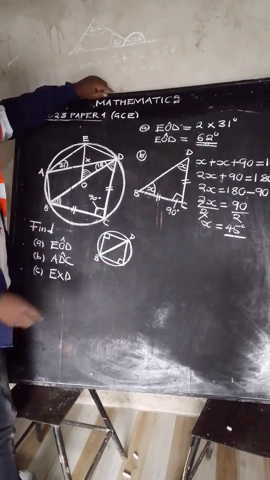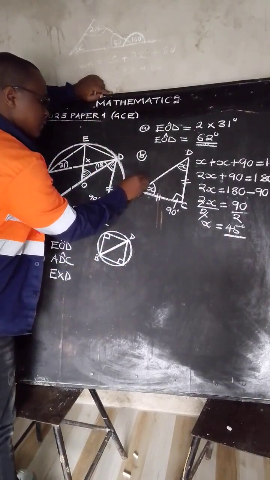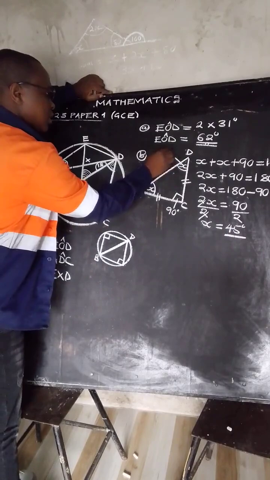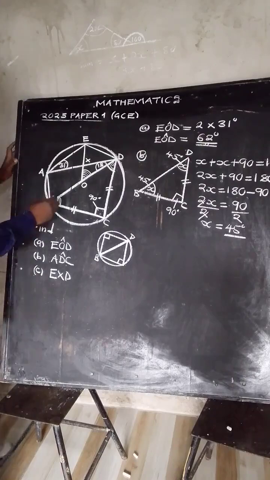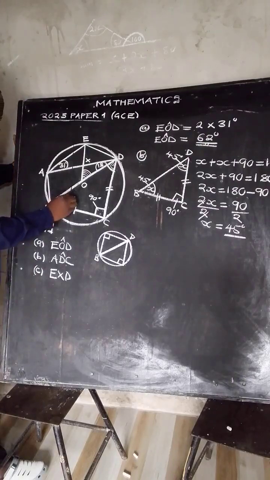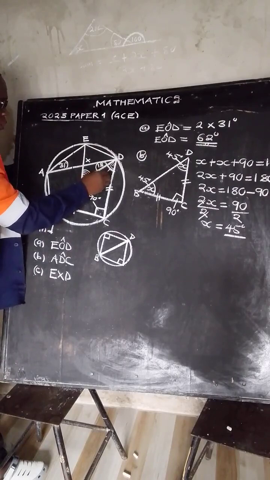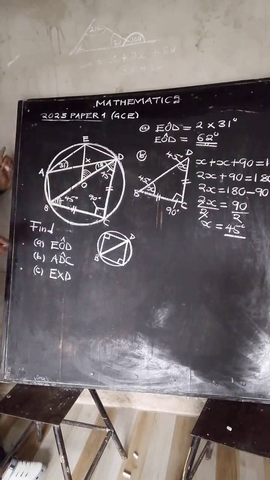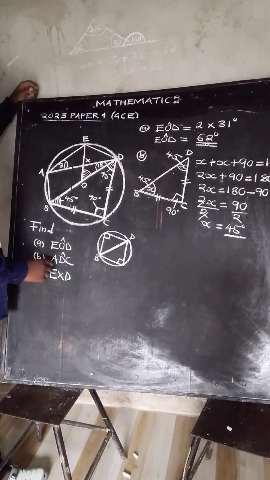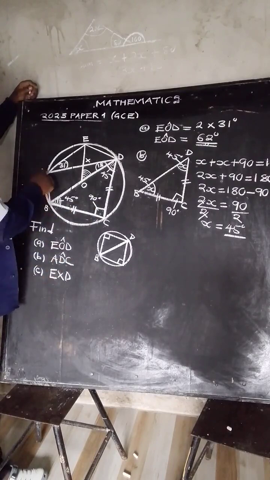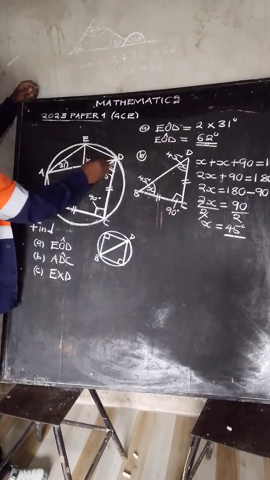So what does this mean? This angle is 45. This angle is also what? 45. So we are saying this angle is 45. This angle is also 45. And take note, what do they want? They want us to find angle ADC. Angle ADC, meaning this entire angle.